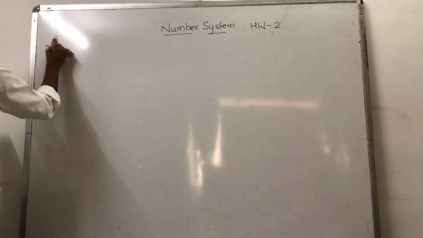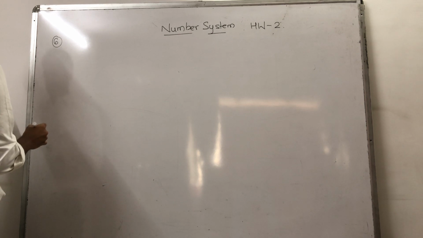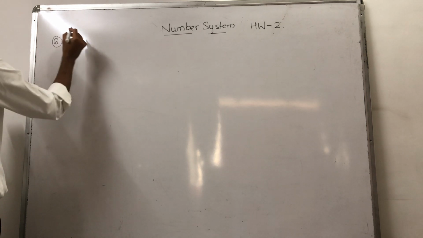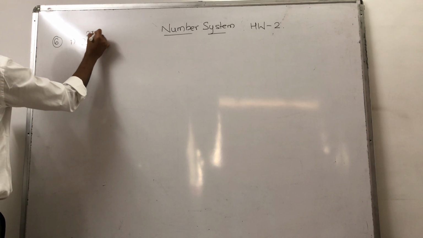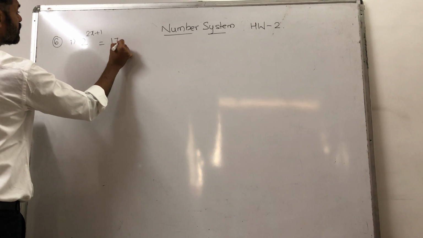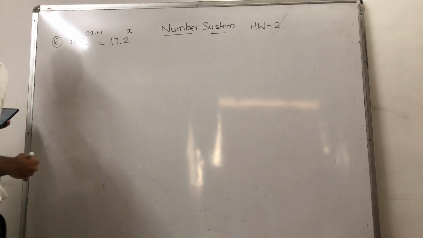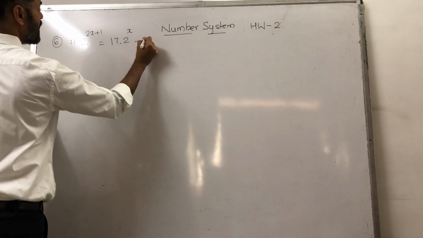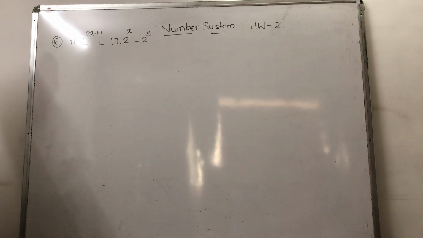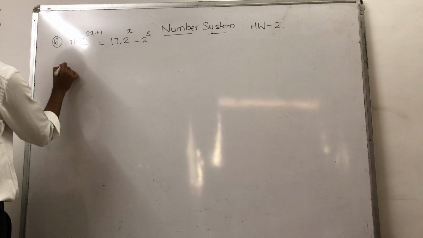Question 6. The first sum of question 6 says 2 raised to 2x plus 1 is equal to 17 times 2 raised to x minus 2 cube. We have to solve it, that is, we have to find the value of x.